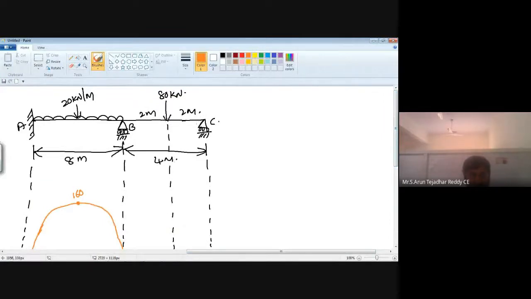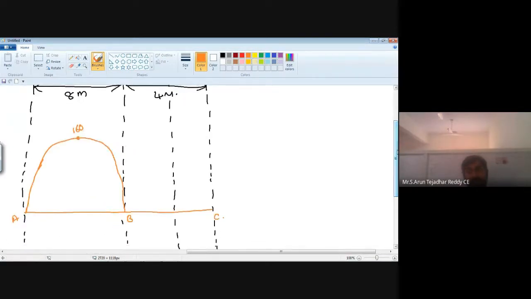Now span BC maximum bending moment is 80 kilonewton meter, but it is triangle. Exactly where the load is acting, at that point only you will get your maximum bending. So in this point the load is acting, 80 kilonewton. Now the value is 80. Just now your friend said it is triangle shape. So triangle up to here, clear?